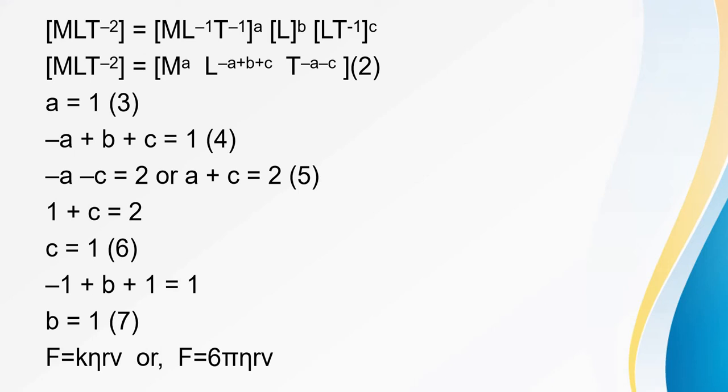Already we discussed how to derive it by dimensional method. You can prove that also. Okay, so what we got, the value of A, B and C as 1. So we can write F is equal to K into eta raised to 1, R raised to 1, V raised to 1, or F is equal to K eta RV, and the constant of proportionality is given by 6 pi.